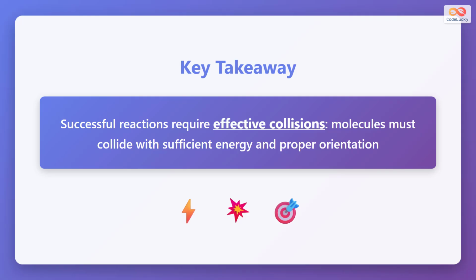Let's summarize the key takeaway from collision theory. Successful chemical reactions require effective collisions. An effective collision is one where molecules collide with both sufficient energy to overcome the activation energy barrier and proper orientation so that reactive sites can interact. Only when both conditions are met simultaneously can bonds break and reform to create products. This elegant theory explains why reaction rates depend on factors like temperature, concentration, and the nature of the reactants. Understanding collision theory gives us powerful insights into controlling and predicting chemical reactions.